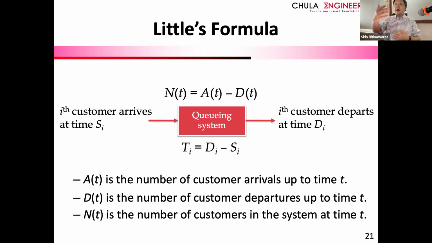So if I know A(t) is always larger than D(t), what is the difference? There is N(t): arrived and have not left. That's the number of customers in the system at time t. And that will be the proxy variable that we will use to derive E of N in the Little's formula.